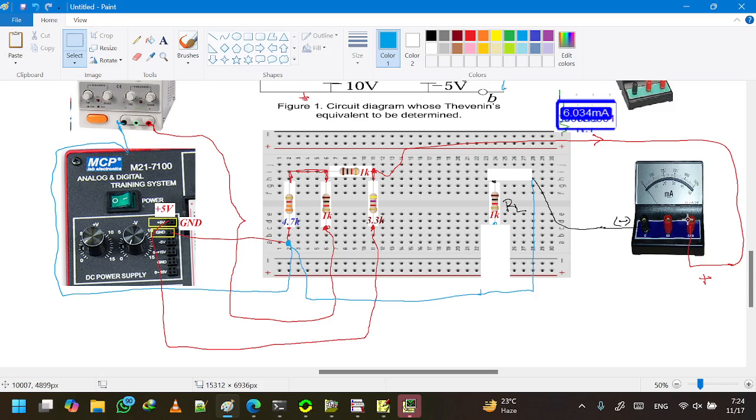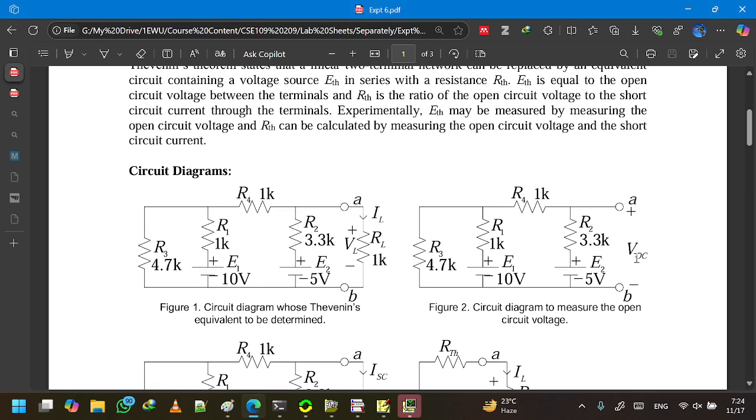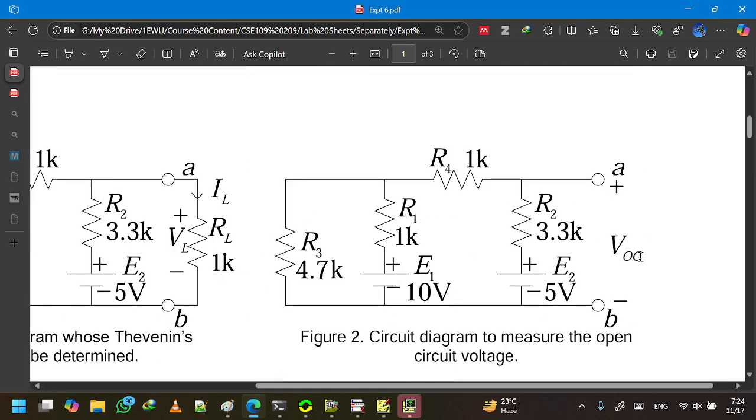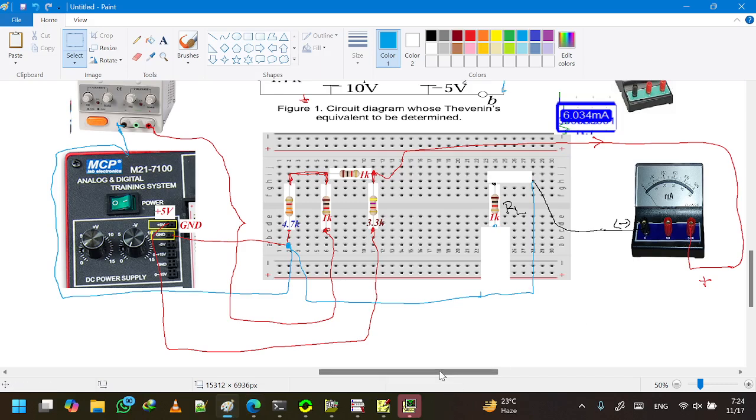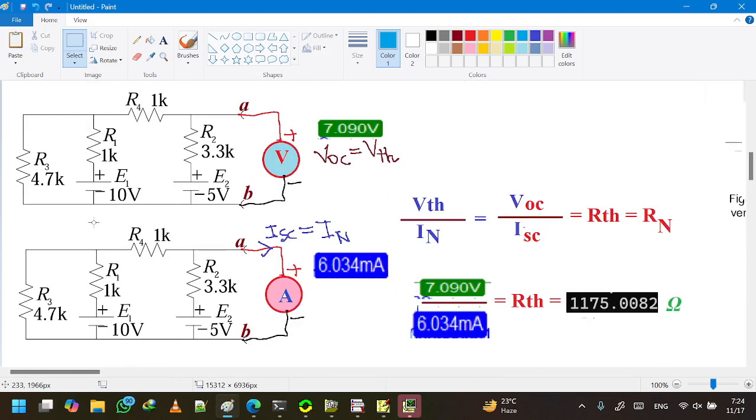Now it makes sense to replace the ammeter with a voltmeter because our job is to calculate the open circuit voltage as well. So what we are trying to show is, here we had earlier an ammeter, the short circuit current. Now we will replace the ammeter with a voltmeter.